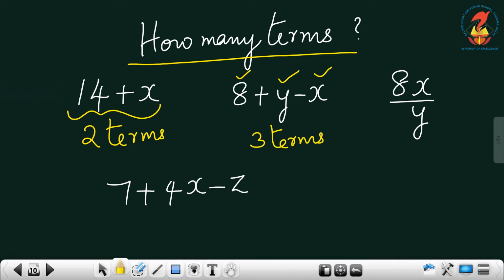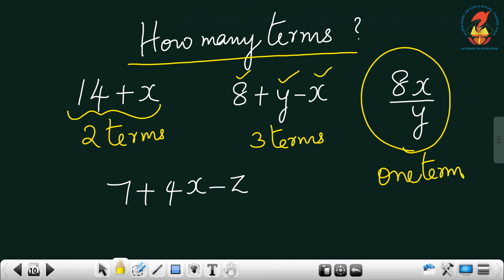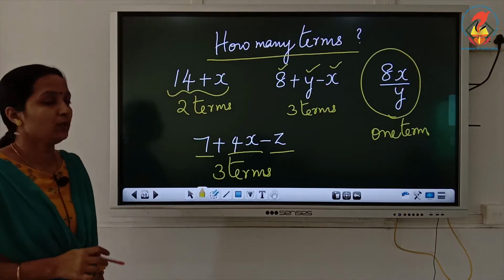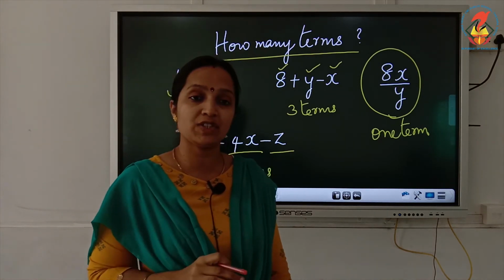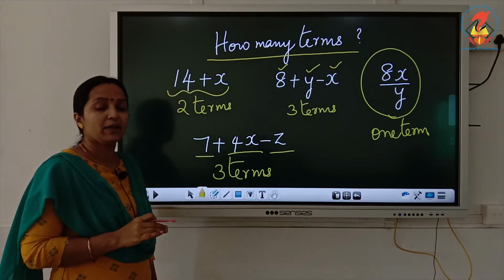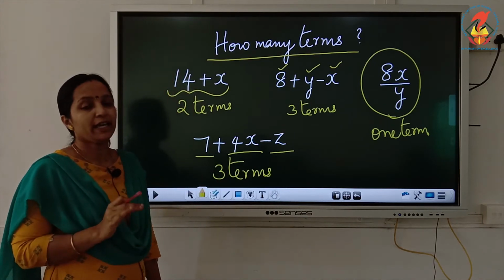What about here, 8x by y? I already told you about the division sign. Here multiplication and division are there, and we already studied that multiplication and division do not separate the terms. So, it's nothing but only one term. And what about the last expression? How many terms are there? First term, second term, third term. So, 3 terms. Okay. So, addition sign and subtraction sign separate the terms, multiplication sign and division sign do not separate the terms, and terms are added to form expressions.